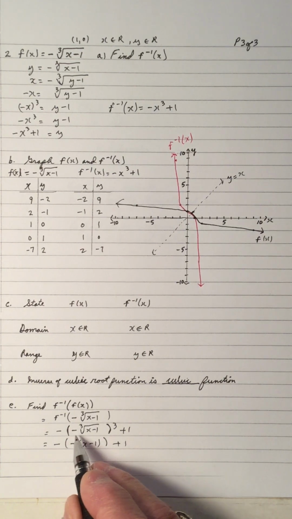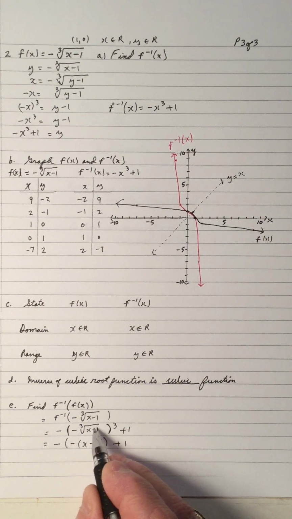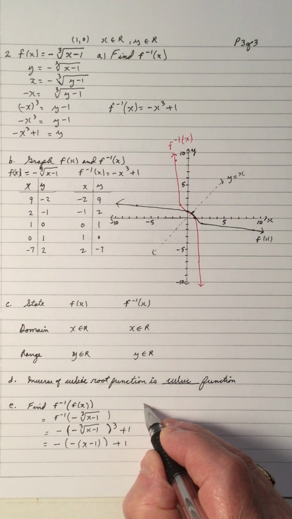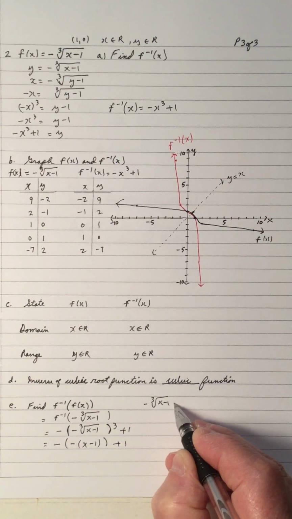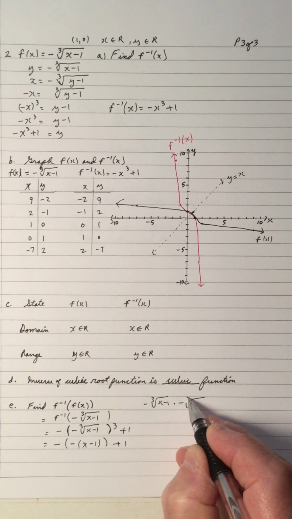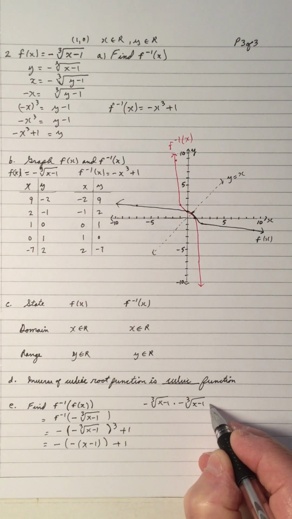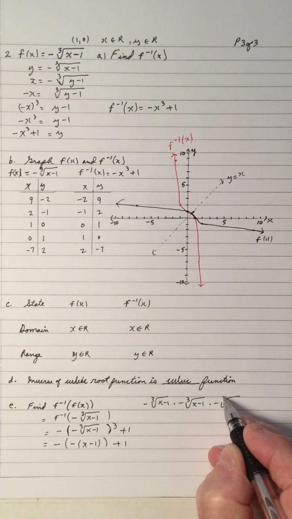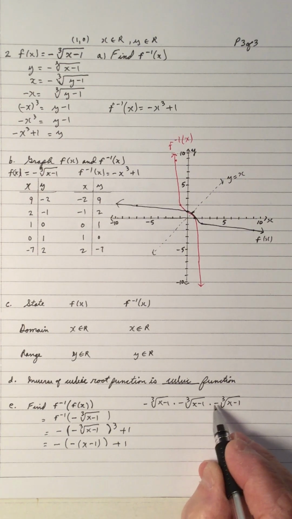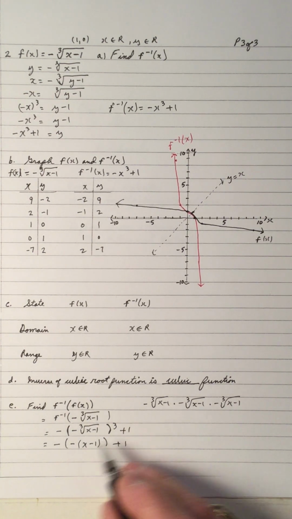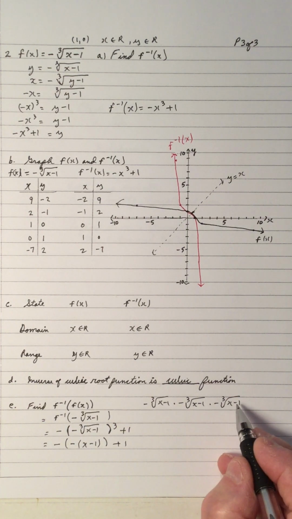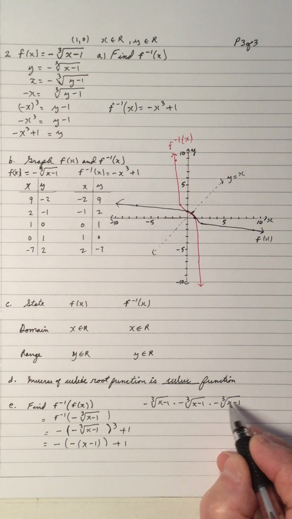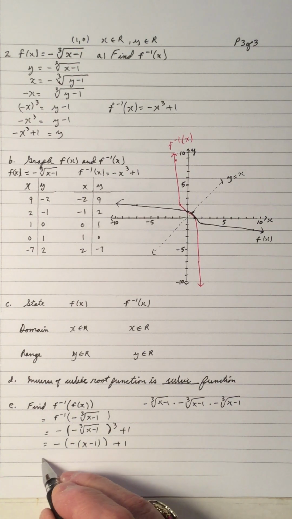So notice I have the negative of this being cubed. So that's like a negative x minus 1 times negative, like that. Just writing it out just to make sure. So a negative times a negative times a negative is a negative, and x minus 1 times x minus 1 times x minus 1 is x minus 1 cubed, so the cube root of that is x minus 1.